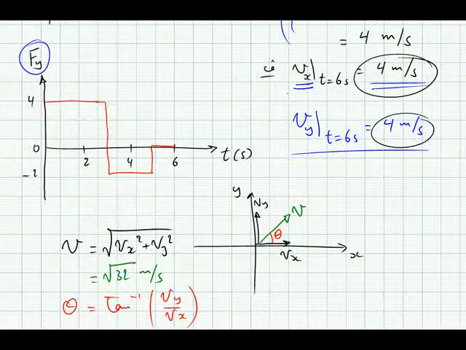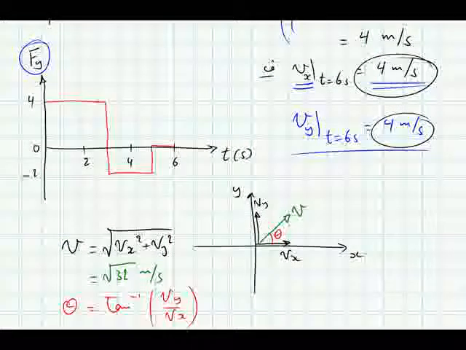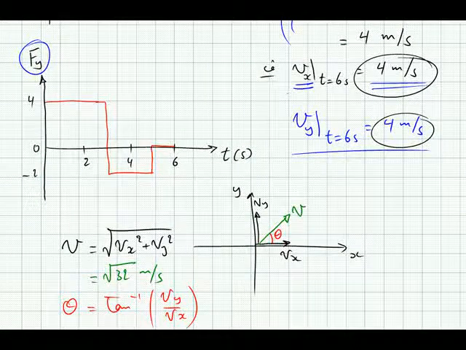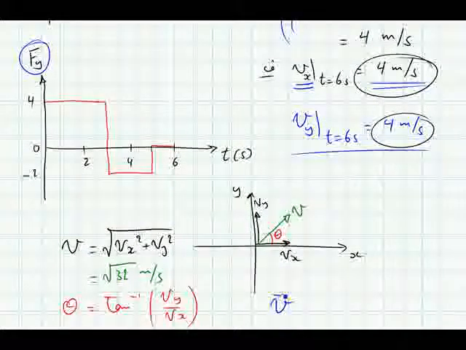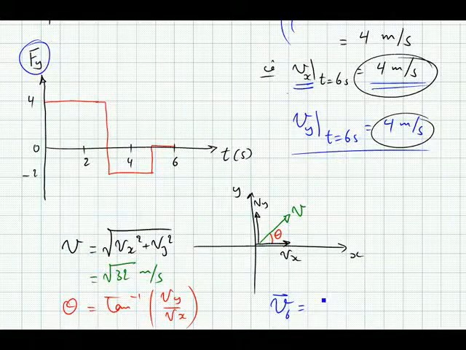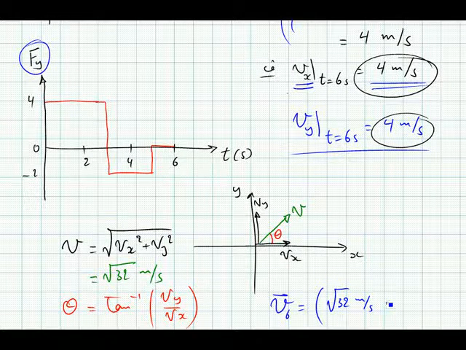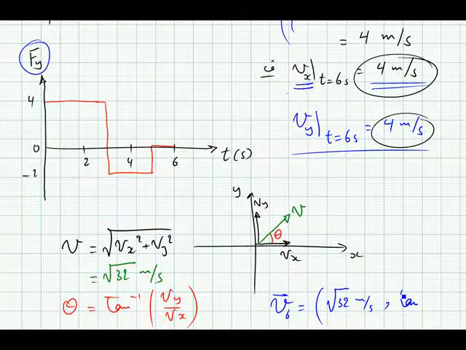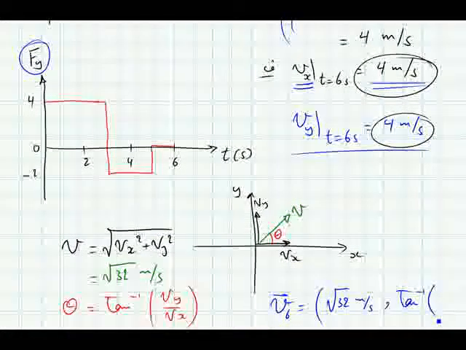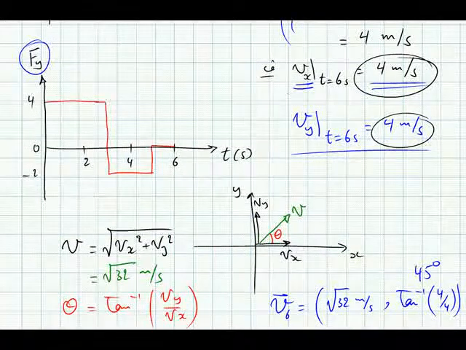So the final velocity of the object, had there been two forces, Fx and Fy, as given in the diagrams that we just had, then the velocity of the object at 6 seconds would be given by a magnitude of square root of 32 meters per second, and in a direction given by tan to the minus 1 of 4 divided by 4, which is 1, which is in fact a 45-degree angle.